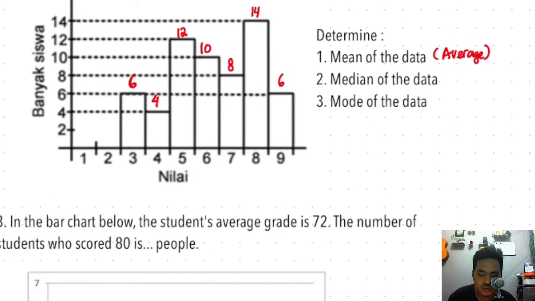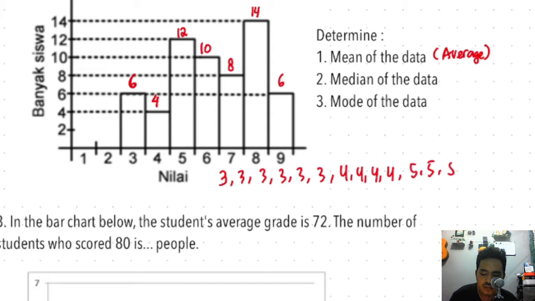So for example, the students who get 3 are 6 students. So we can write it as 3, 3, 3, 3, 3, 3. So there are 6 students who get a score of 3. And then 4 students who get 4, we can write 4, 4, 4, and 4. And also 12 students who get 5: 5, 5, 5 until 12, right?